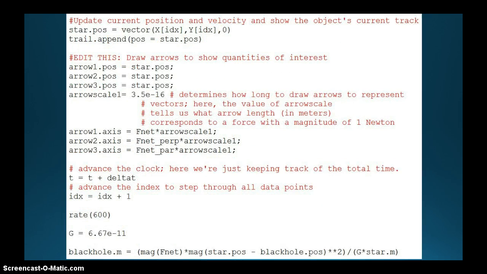The arrow scale is set to be 3.5 times 10 to the negative 16, which determines how long to draw the arrows to represent the vectors logically. In order to find the mass of the black hole, the following line of code is inputted. Blackhole.m equals magnitude of F net times magnitude of the star position minus the black hole position squared divided by G times star mass.